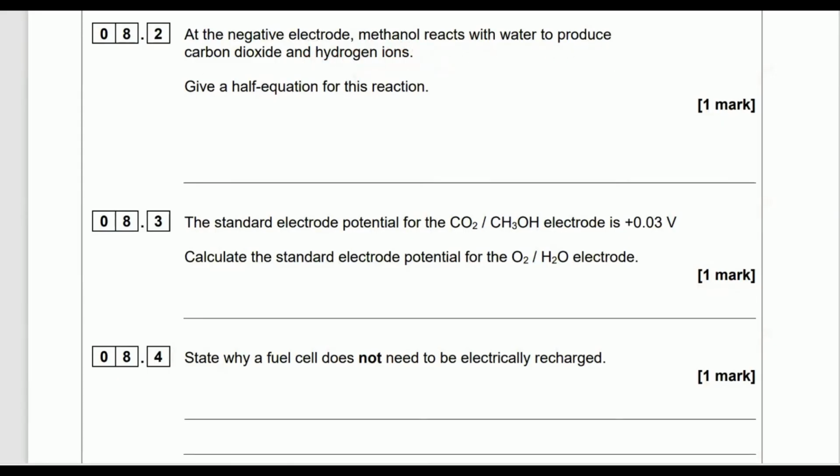So we've got a few more things going on here. What do they want? Give the half equation. So methanol, water, makes carbon dioxide and hydrogen ions. So we just want to write this out. Make sure you pause the video and have a go.